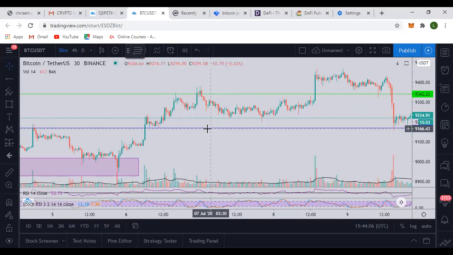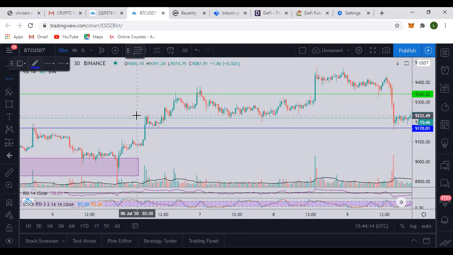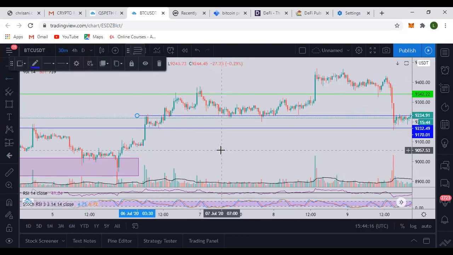This is a 30-minute chart. If I change it to a 5-minute chart, you will see that this place acted as a support and also a resistance. How do I know? Check the candles. At this point, they touched the resistance, used the former support as a support, went again, and then broke through that resistance, came back and tested that support again.